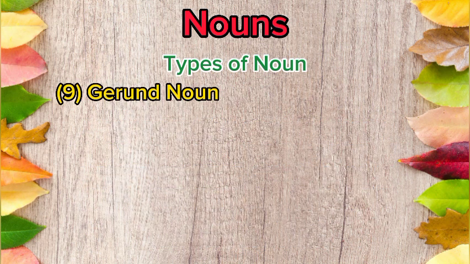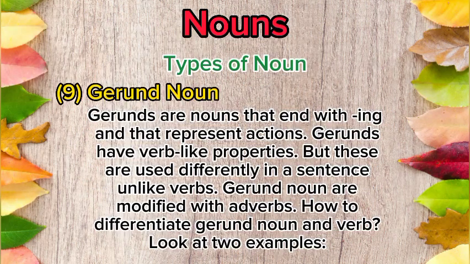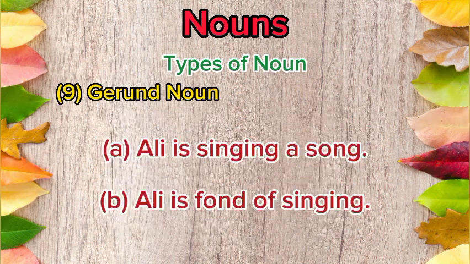Gerund noun. Gerunds are nouns that end with ing and that represent actions. Gerunds have verb-like properties, but these are used differently in a sentence unlike verbs. Gerund nouns are modified with adverbs. How to differentiate gerund noun and verb. Look at two examples. Ali is singing a song. Ali is fond of singing.